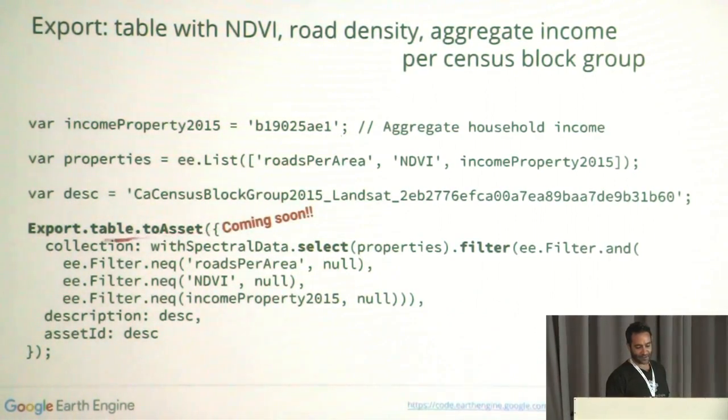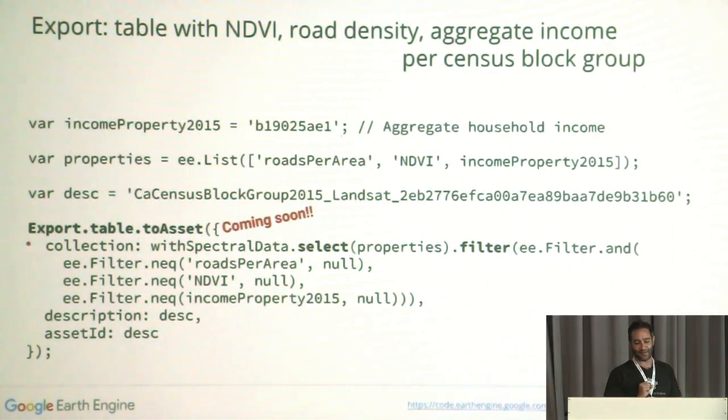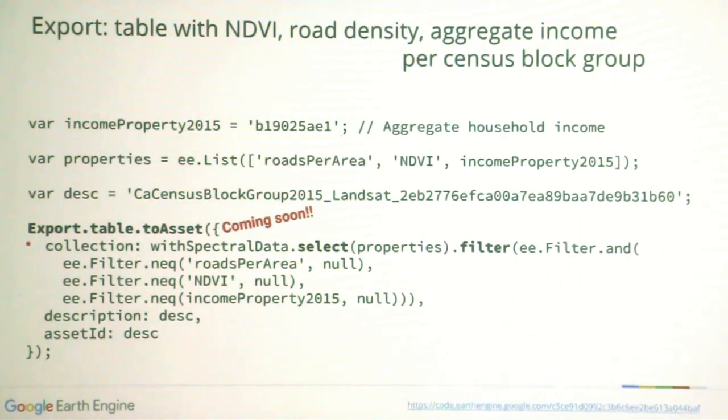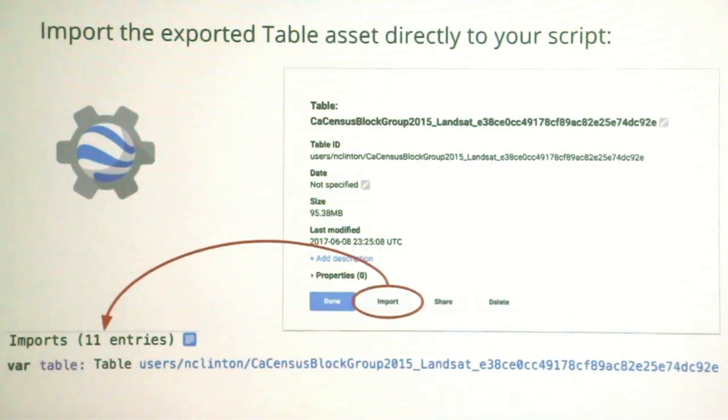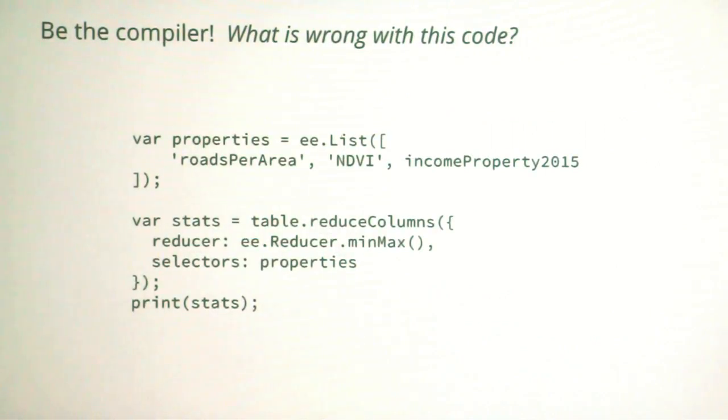And again, export.table.toAsset. And this will go directly into my users folder. Coming soon. There it is. It's in my users folder. I import it. And the next part is about visualization, which maybe I'm going to skip in the interest of time.